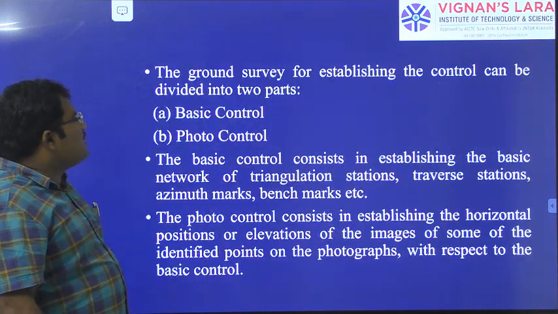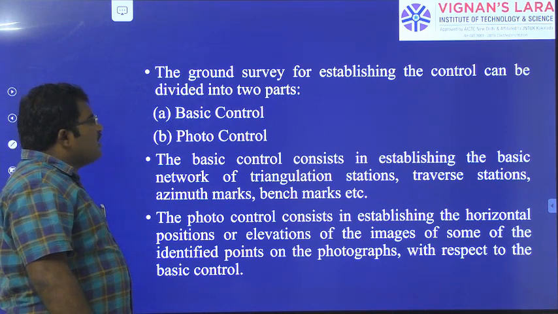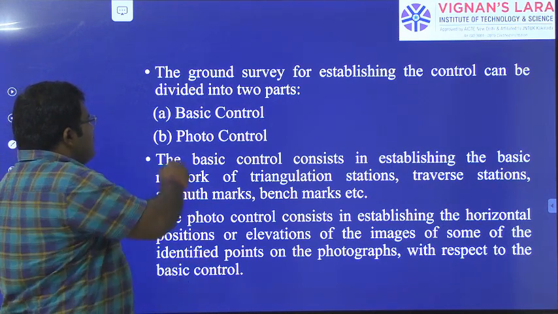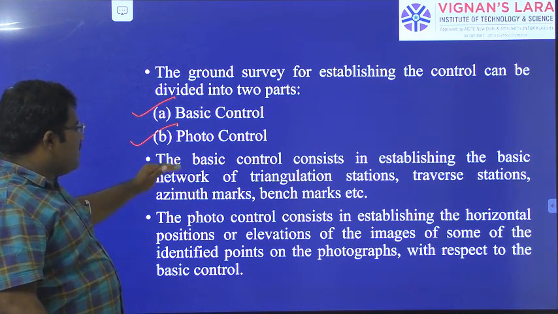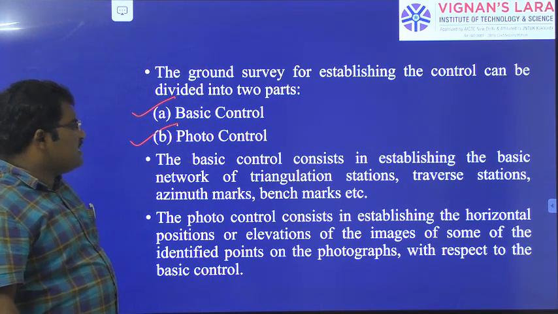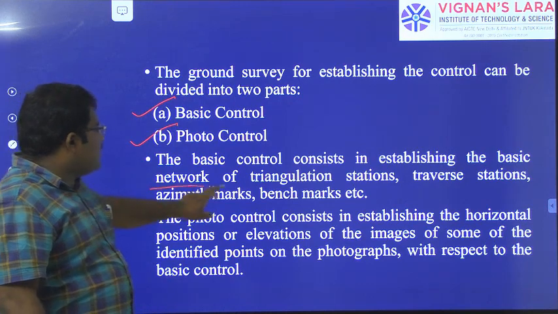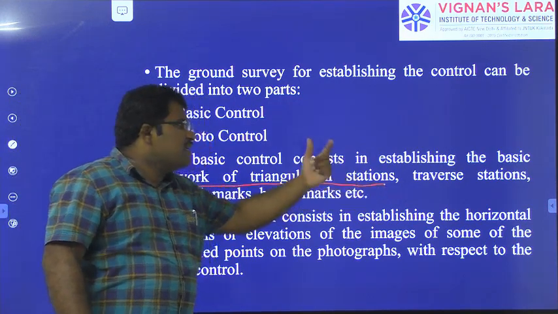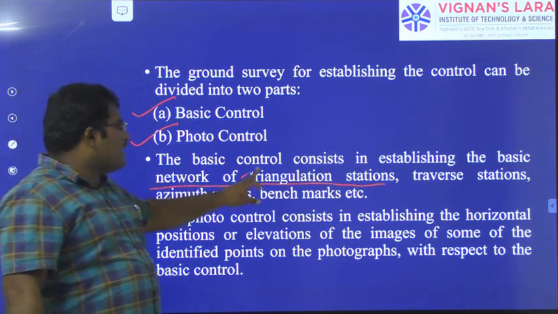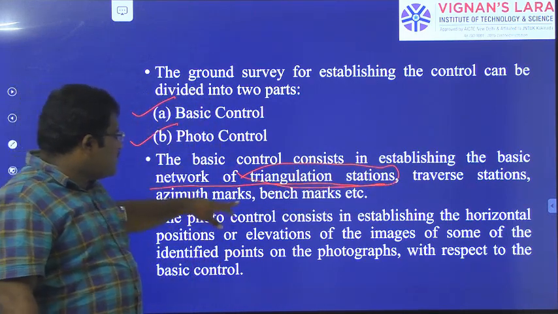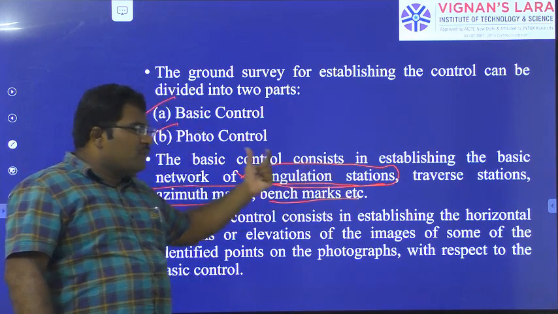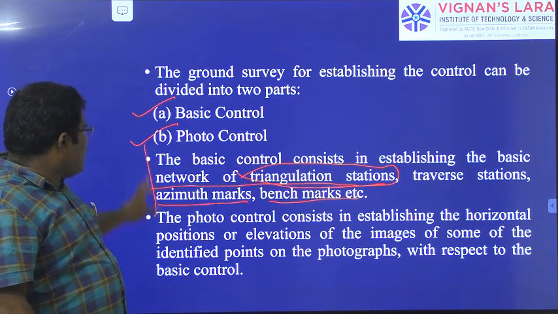So the ground survey for establishing the control can be divided into two parts. One is basic control, another one is photo control. Let us see the first one. Basic control consists of establishing the basic network of triangulation stations, traverse stations, azimuth marks, and benchmarks. Regarding triangulation survey, we will discuss in the next class.